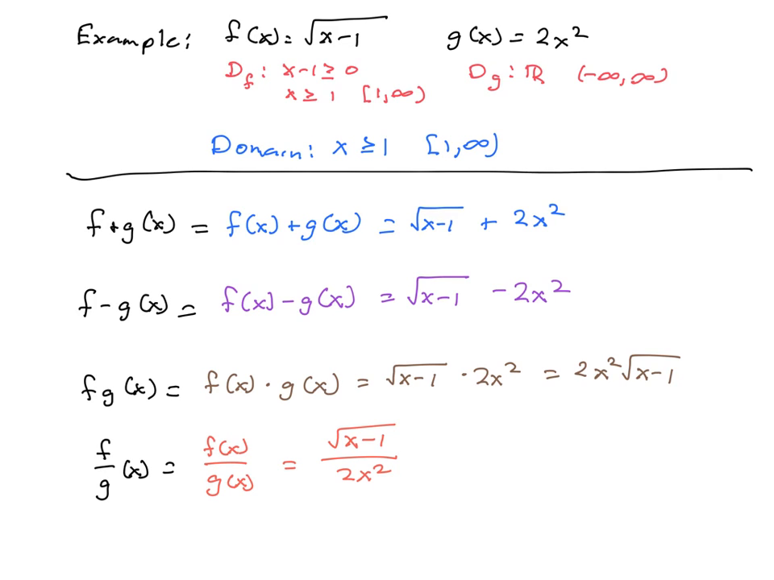And again, remember, every one of these has the domain of that intersection. The only place we would have an issue would be any place where 2x squared was equal to 0, but the only value of x that makes that equal to 0 is 0 itself, and 0 is not part of the intersection of the two domains, so we don't even have to worry about it. So every one of these has a domain of the interval from 1 to infinity, where we include 1.